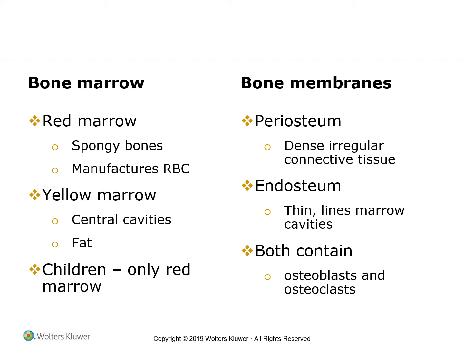Now let's talk about a few membranes that we can find at the level of the bone. We have on the outside the periosteum. Peri means outside or surrounding, and it is that membrane that we can find on the outside of every single bone, and it's very dense, and it's made out of irregular connective tissue. It's very strong, especially in children.